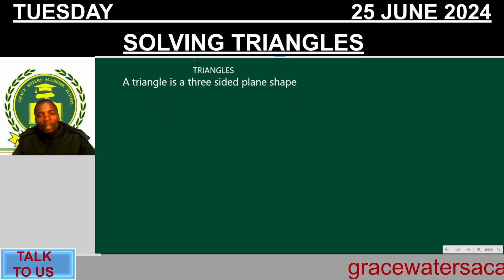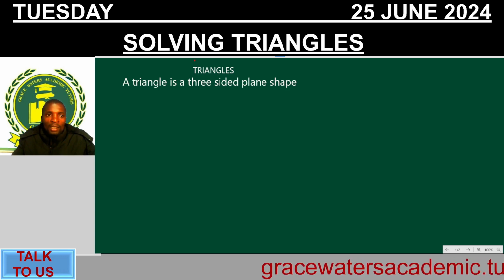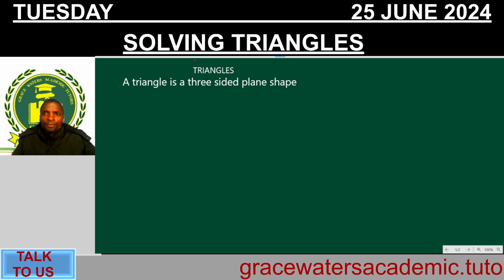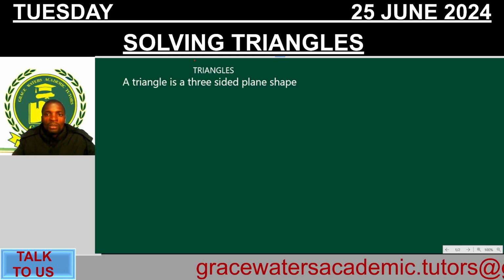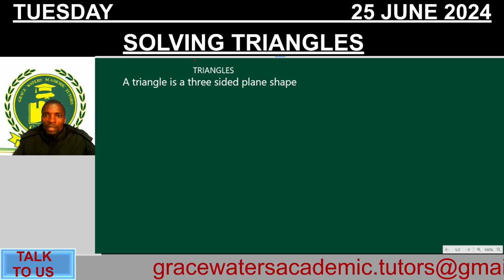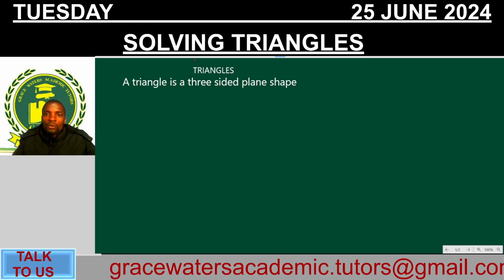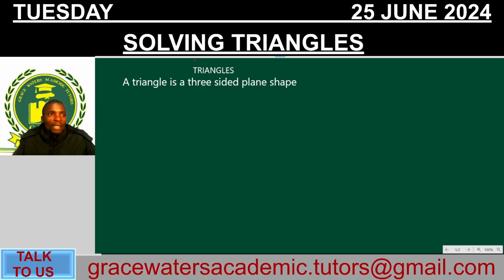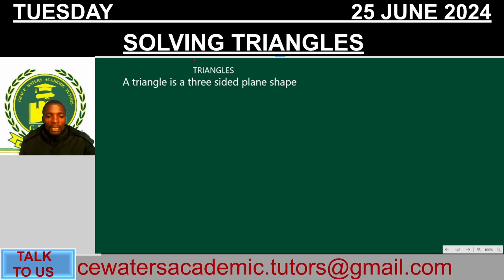Let us start by defining what a triangle is. A triangle is a three-sided plane shape. Now, we need to look at how triangles can be drawn. That's very important. To see how we draw triangles, we understand that they must have three sides, but how we draw them leads to what you call classes or types of triangle. So we need to look at types of triangle.